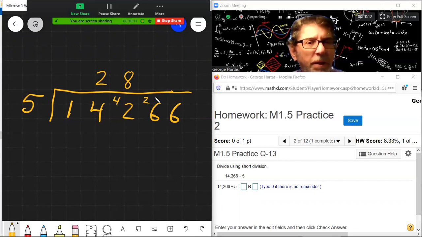Put it right here. This becomes a 26. 5 divides into 26 5 times. 5 times 5 is 25. 26 minus 25 is 1. This becomes a 16 now. 5 divides into 16 3 times. 3 times 5 is 15. 16 minus 15 is 1. There's a remainder of 1.